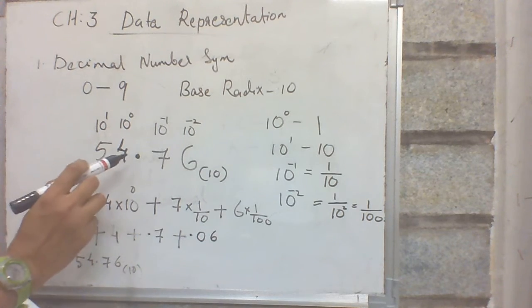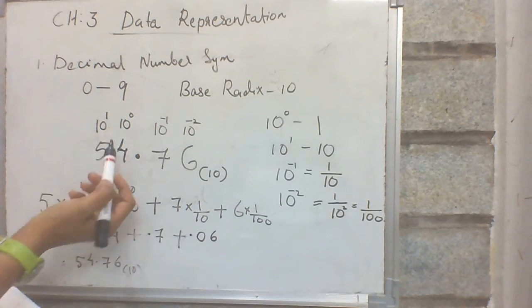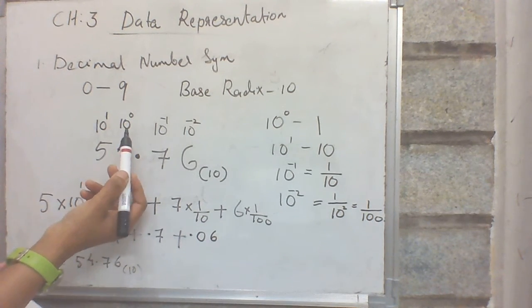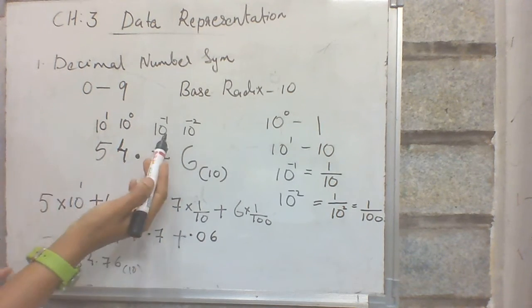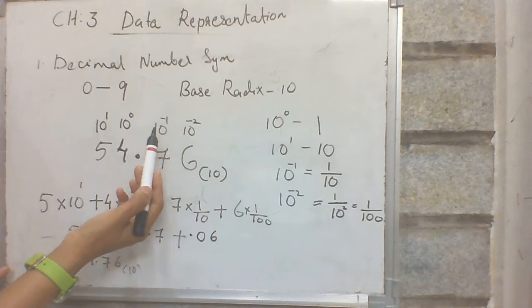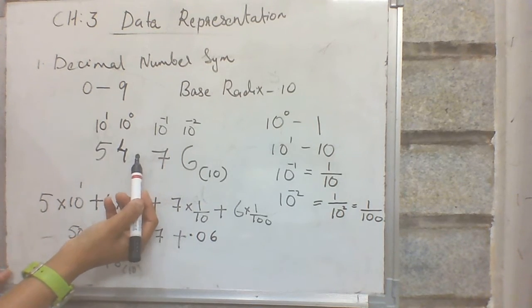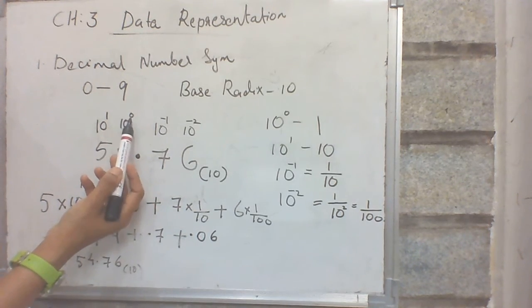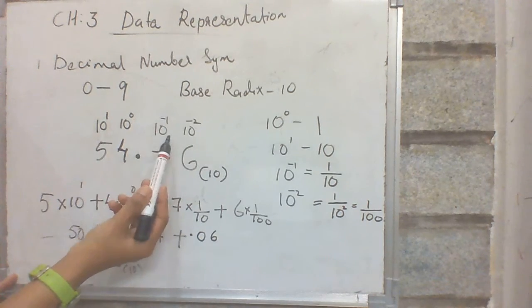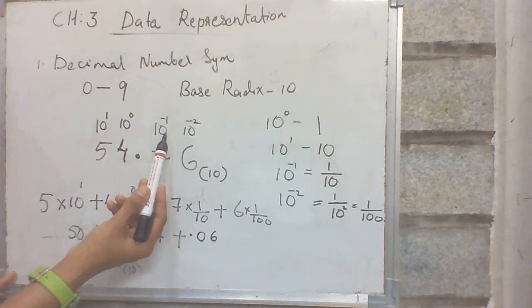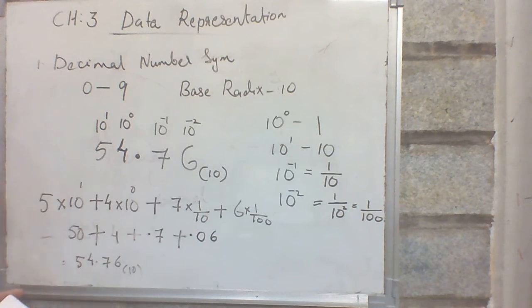That is, the positional values are represented as powers of 10. Before the decimal point, it is 10 to the power 0, 10 to the power 1, like that. After the decimal point, it is 10 to the power minus 1, 10 to the power minus 2.